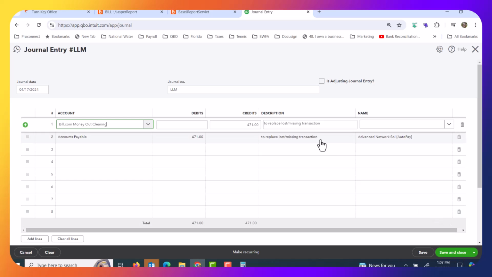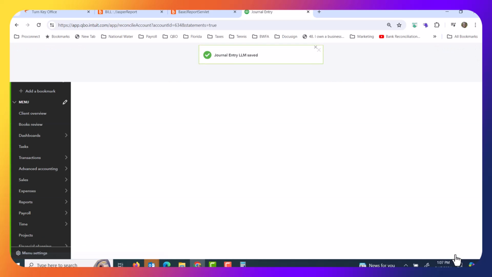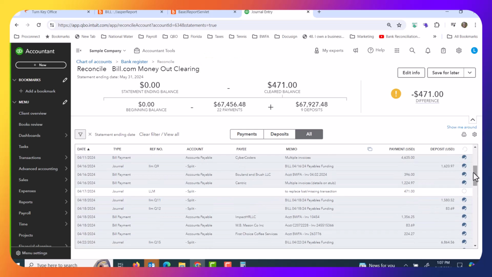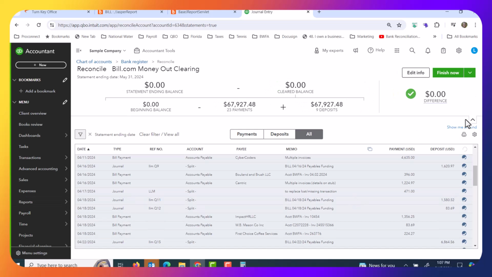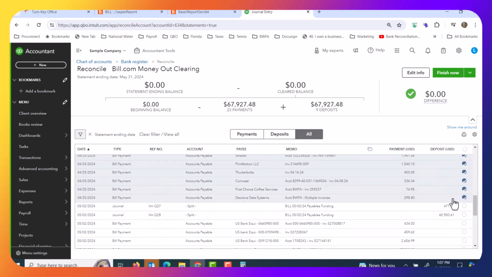Okay, so we've taken money out of the Bill.com clearing account. That's a credit to the Bill.com clearing account, and we have put money against the accounts payable for this vendor. So we go ahead and save that. Now we can go back to our reconciliation and we see it here. So we can clear it here. Okay, so now we're back to a $0 difference. We are good.